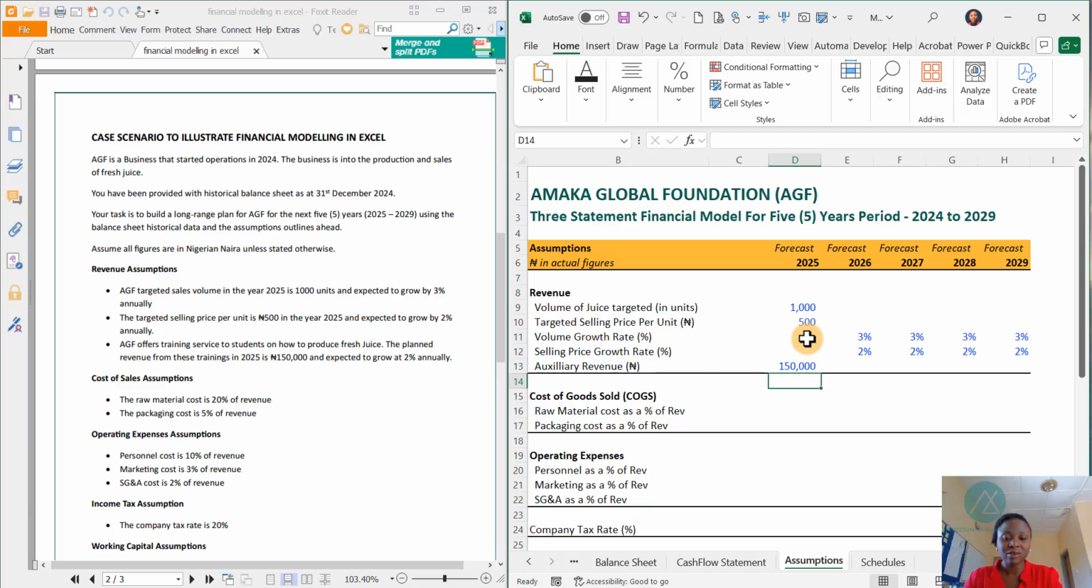So we are done with revenue assumptions. Let's move to the next assumption, which is cost of sales.